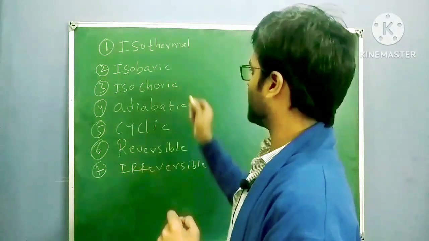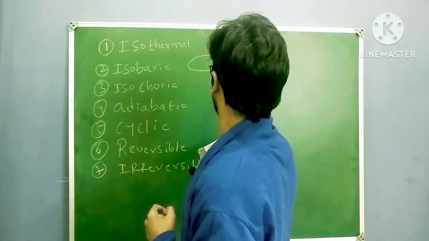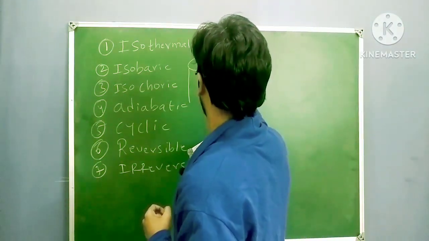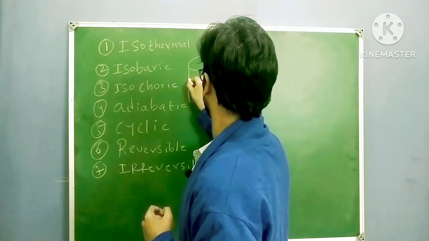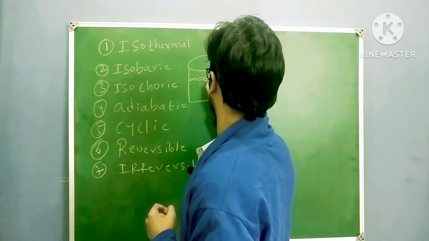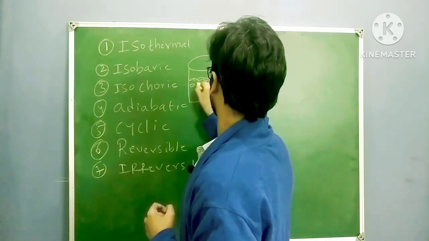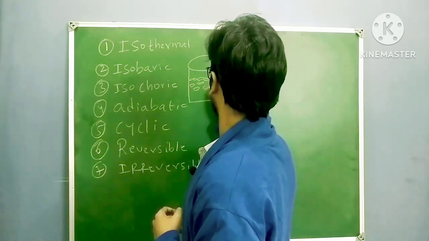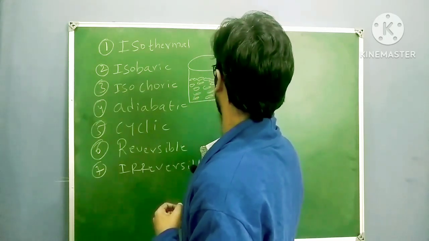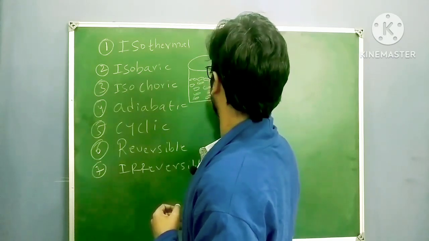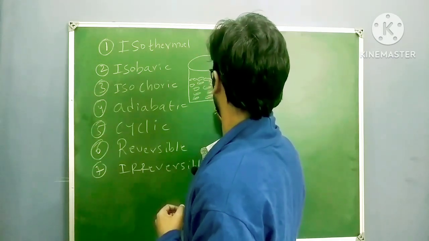Now I'm taking one container here. In this container I have one gas. Gas molecules are there, right? Now this is the system. In the container, this gas is nothing but my system.